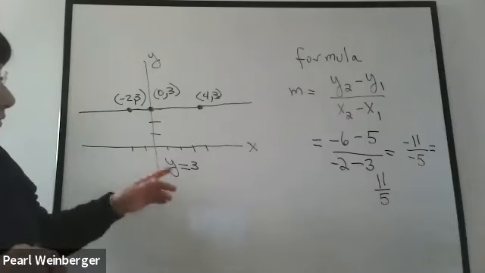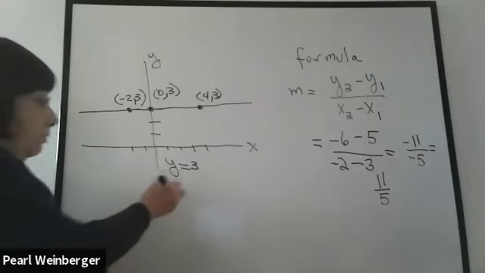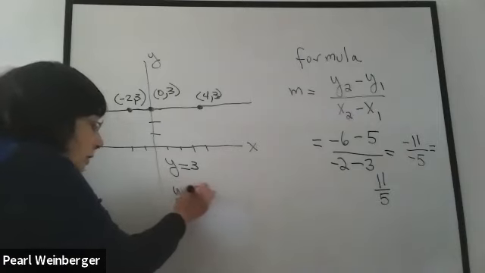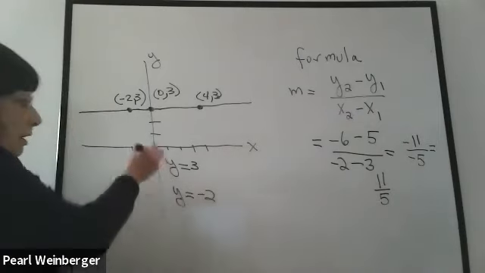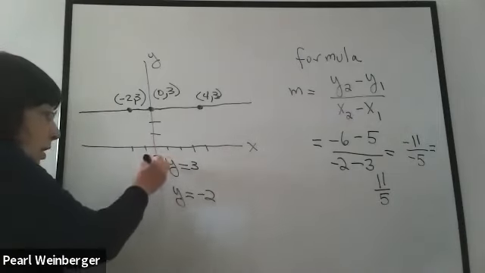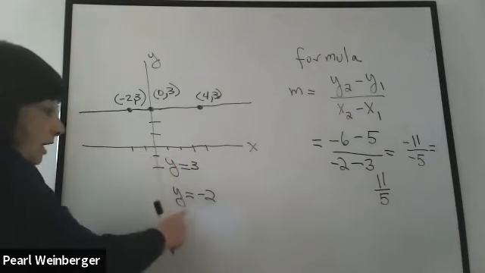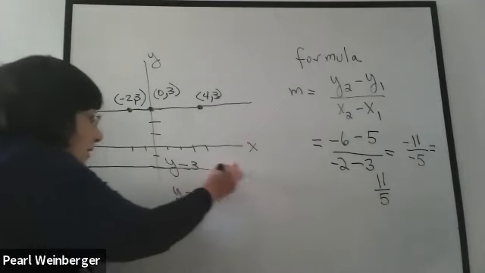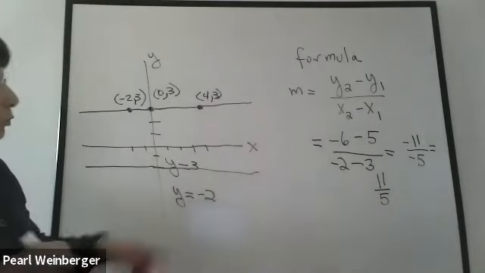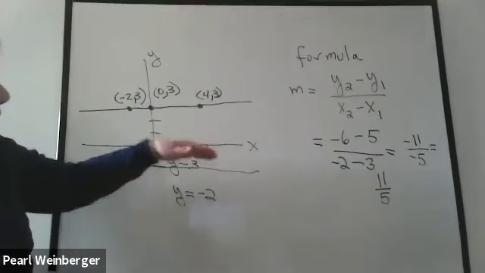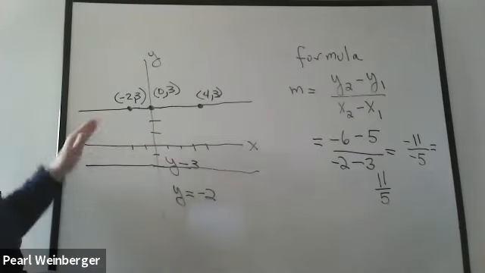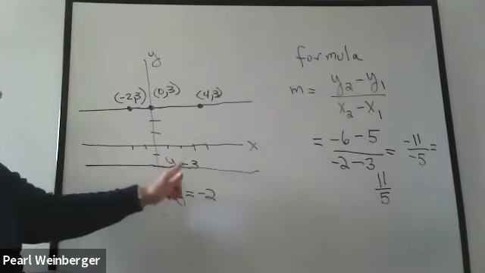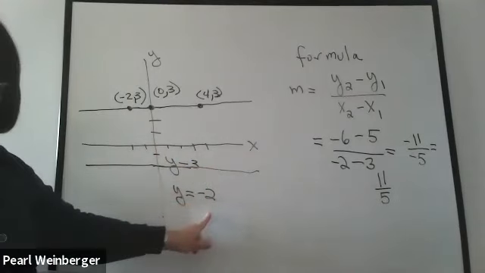And vice versa. If I tell you, say, y equals negative 2, that would be a line you'd go down to. And again, since it has no x, it only has a y, it would be a horizontal line going through negative 2. All the x values could be different, but the y's in that line would all be negative 2.